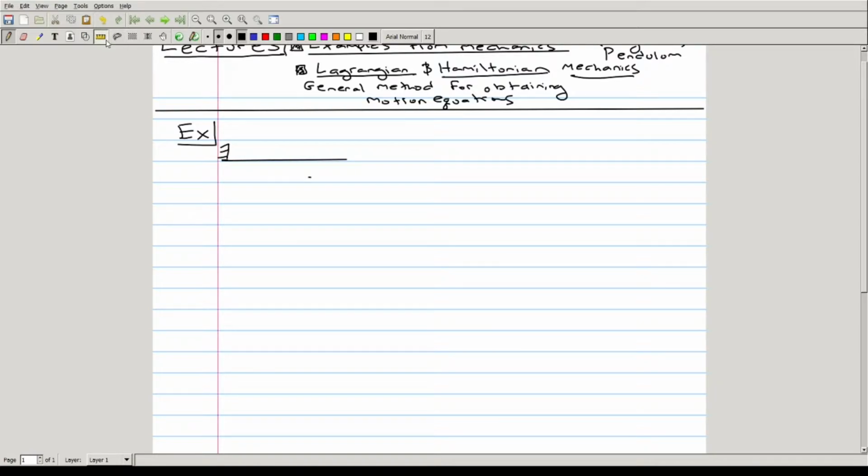We're going to assume that we have a spring connected to some mass m that's in motion in one dimension on the x-axis. We'll call x of t the displacement of that mass from the equilibrium position of the mass.